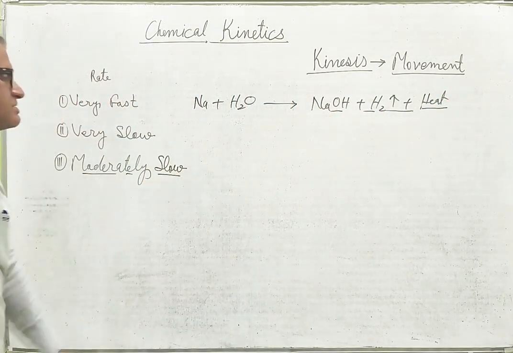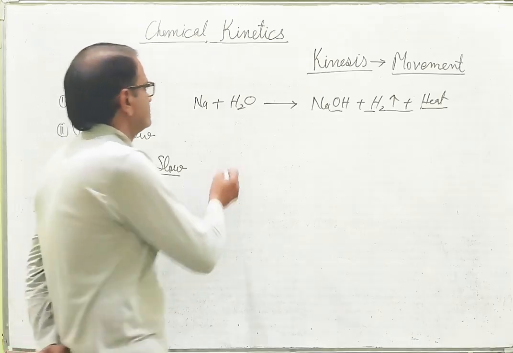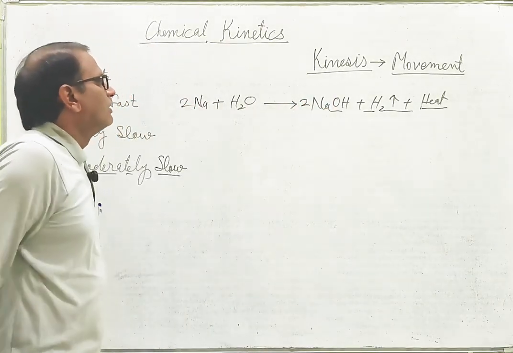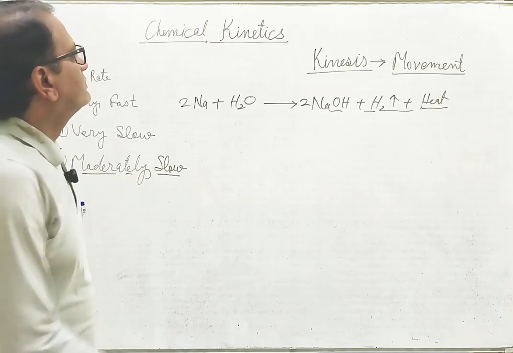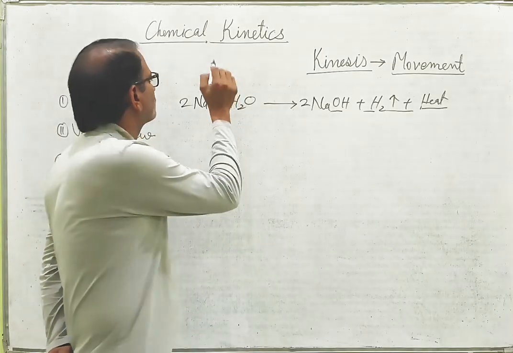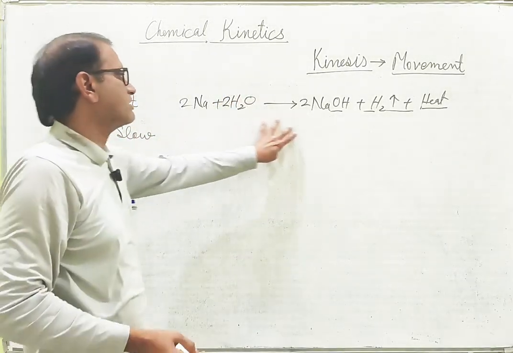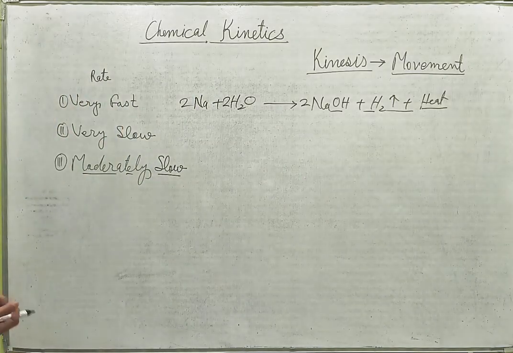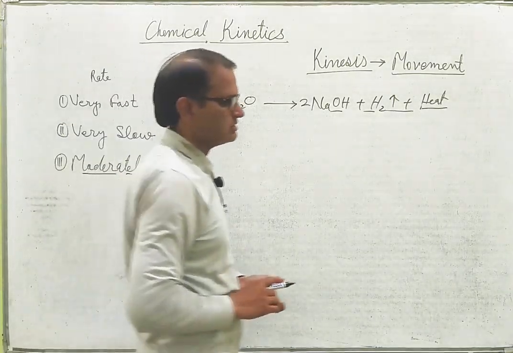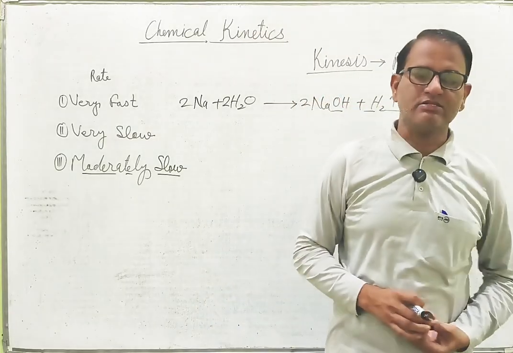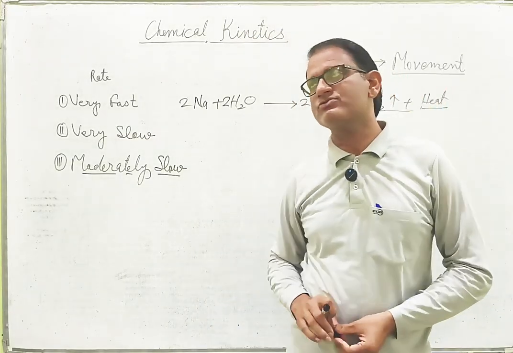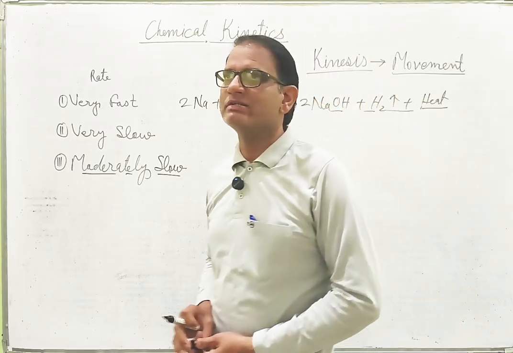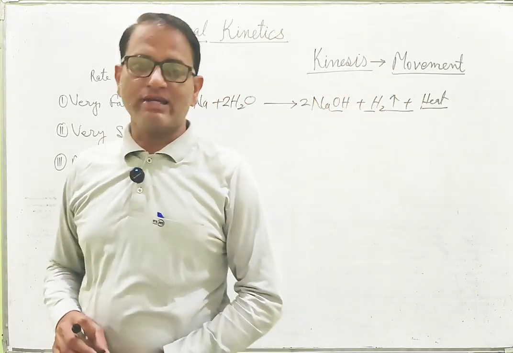Okay, so this reaction is a very fast reaction. You can balance it, and of course, 2. So this is a kind of very fast reaction, the first category. Very fast reactions sometimes may be termed explosive reactions. Explosive reactions are also very fast reactions, and these are generally ionic reactions.